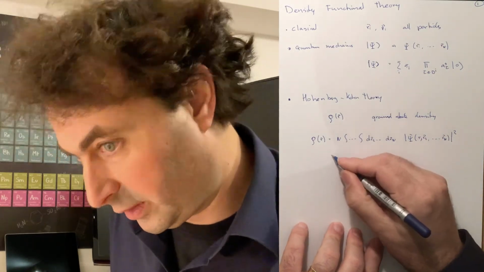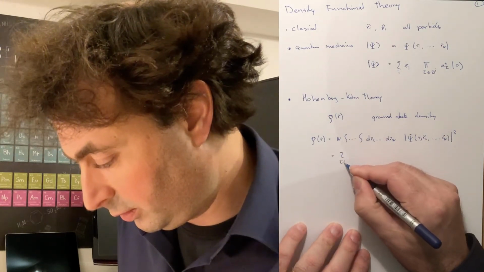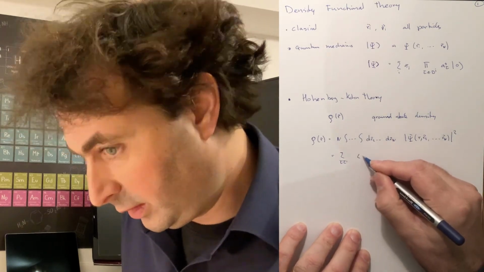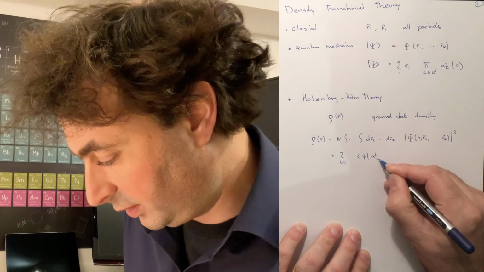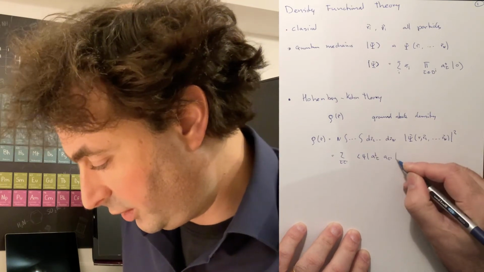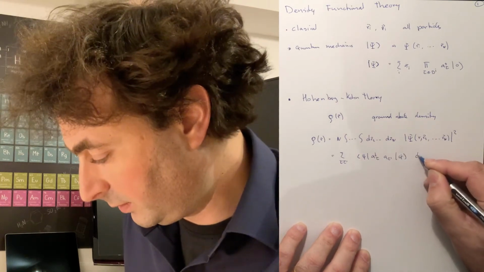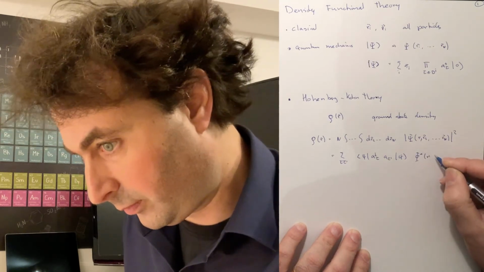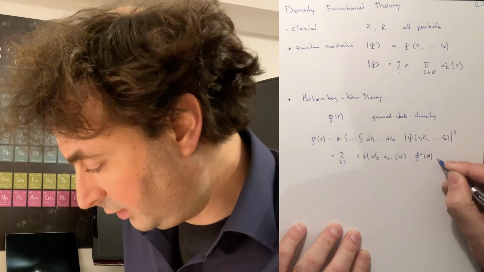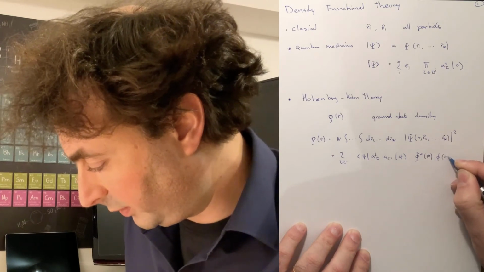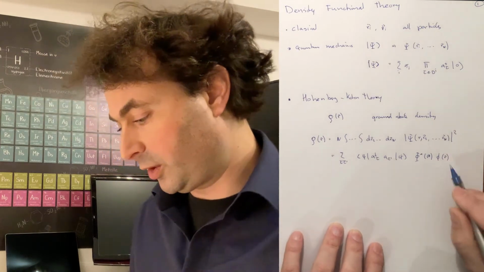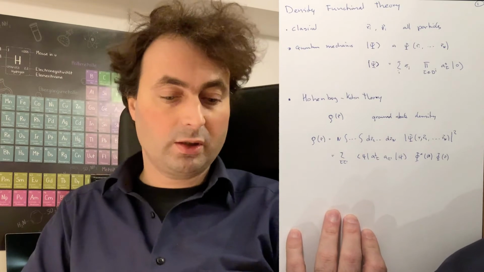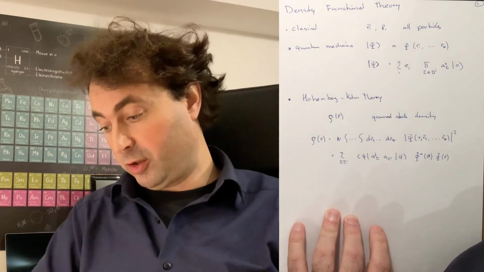Or in second quantization, that is the sum over two of your single particle basis functions, and then the expectation value of the creation and annihilation operator for the ground state multiplied by the one particle wave functions, complex conjugated and normal. That of course is a huge reduction in information content.